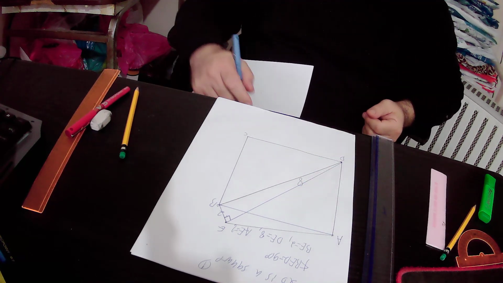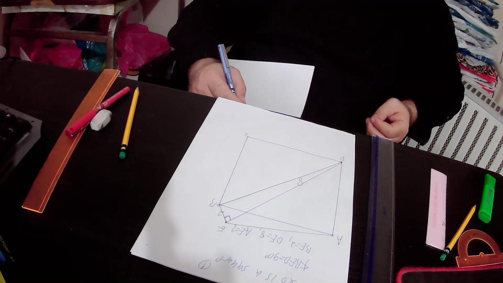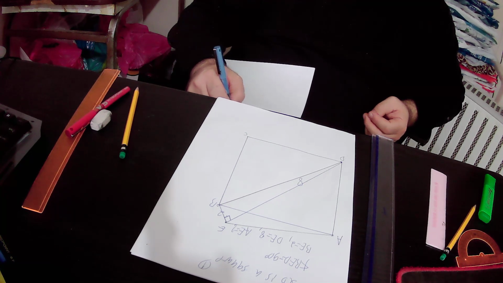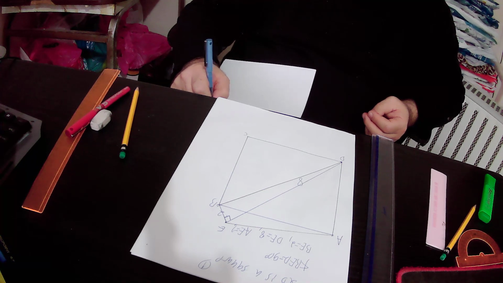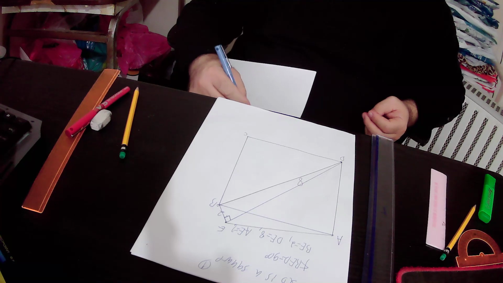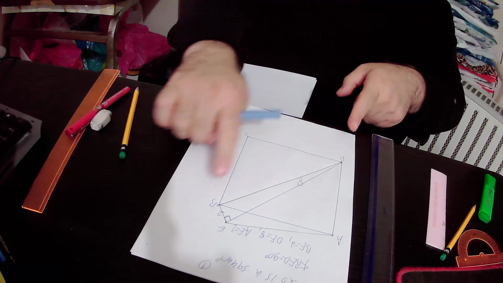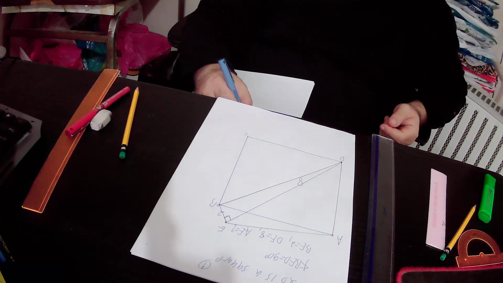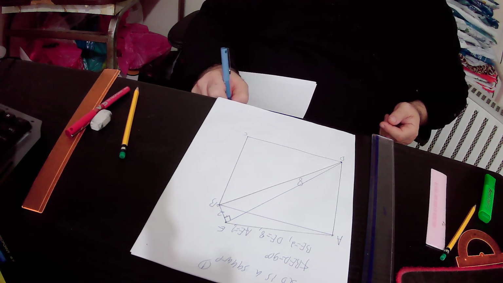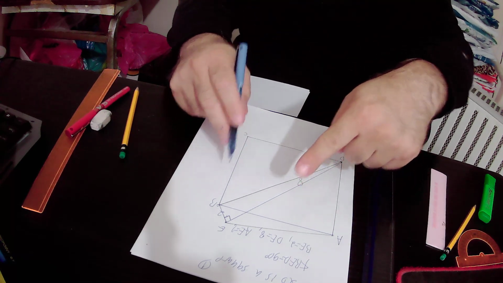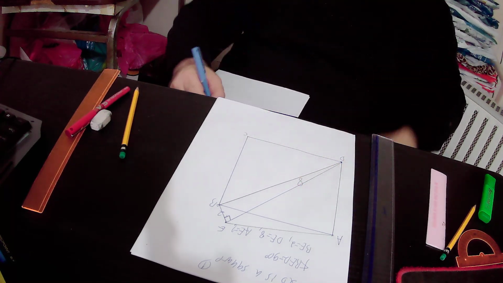According to the Pythagoras theorem, the square of the hypotenuse equals the sum of the squares of the perpendiculars. That is to say, DB square equals EB square plus DE square.